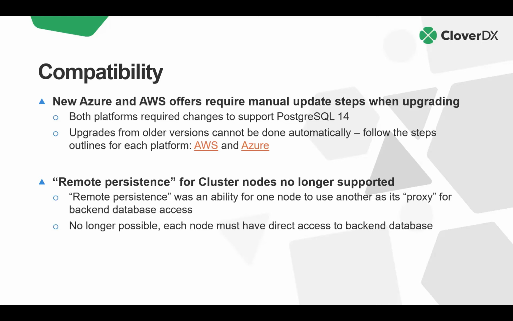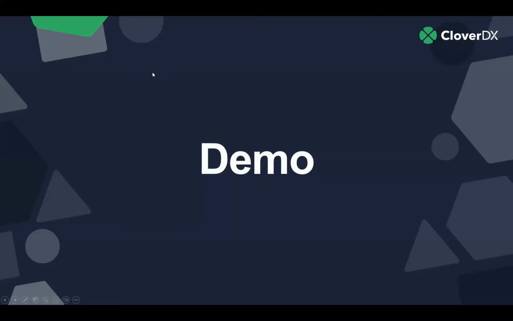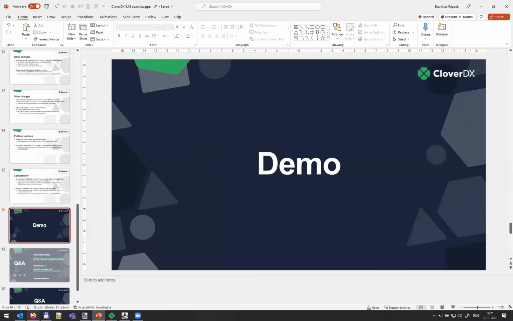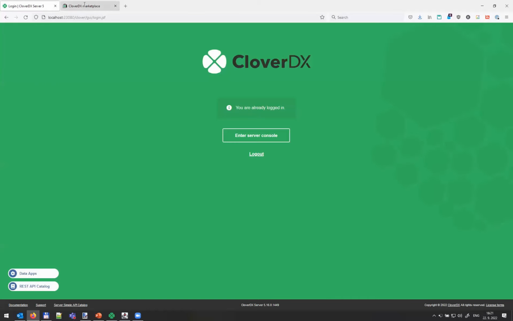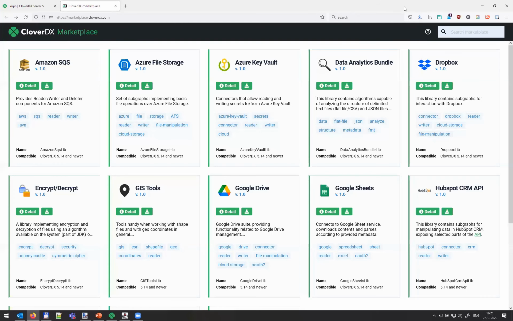And that's everything as far as the tier goes. Let's now have a look at the demo. I'll start with the marketplace. So let's start with that. Let me just get rid of the toolbar from here.